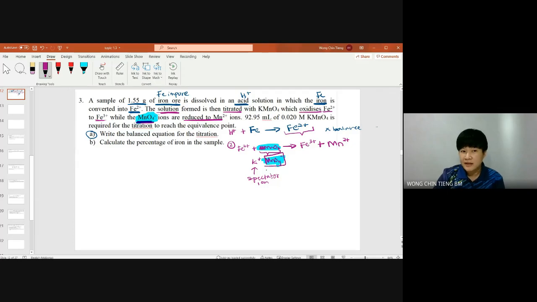And the question say the balance equation for the titration. Saya ada 2 equation kat sini. Equation pertama adalah ion larut dalam acid dapat solution. Solution ini buat titration dengan KMnO4. So equation kedua adalah titration.